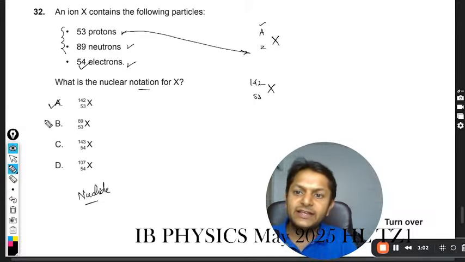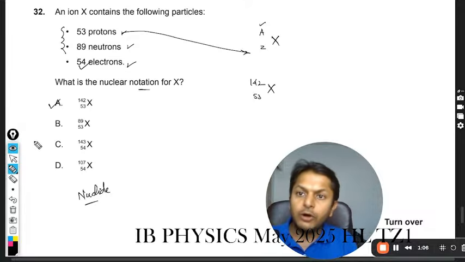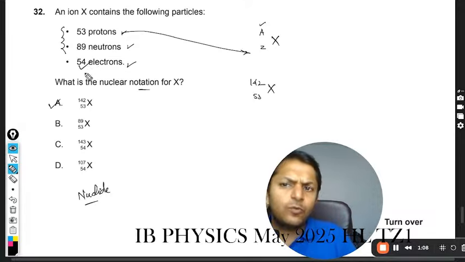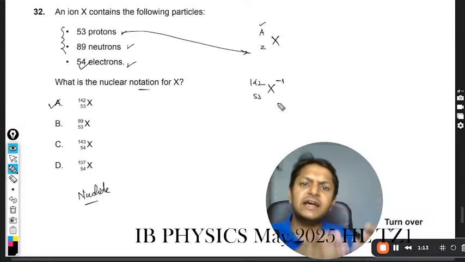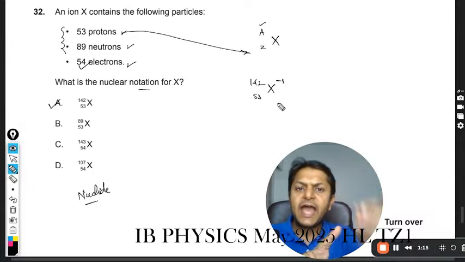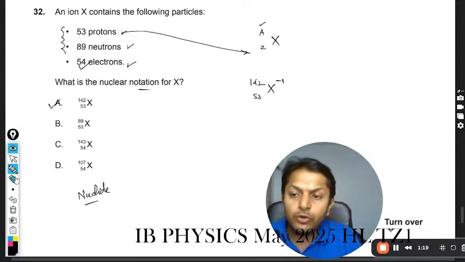Yes, so A is the correct answer and all others are wrong. So there is no doubt about it. But let's say there is one electron more, you can even write -1 here. So that means that there is one electron which is added into the nuclide, which is not required, but it is having one more electron.